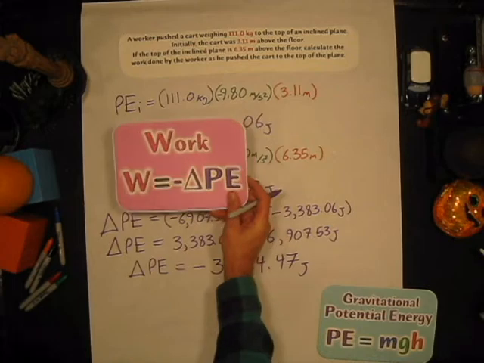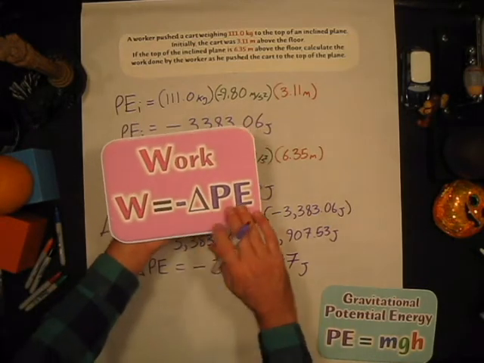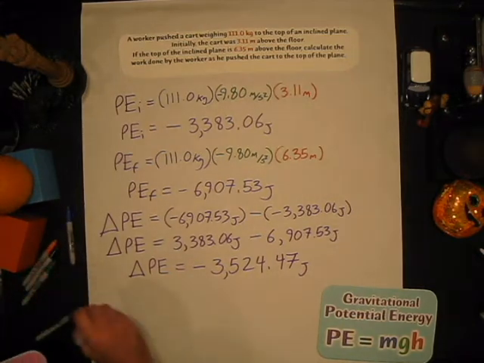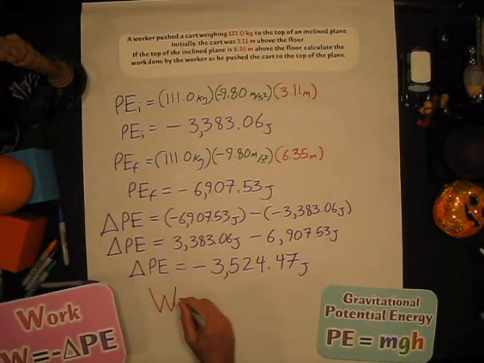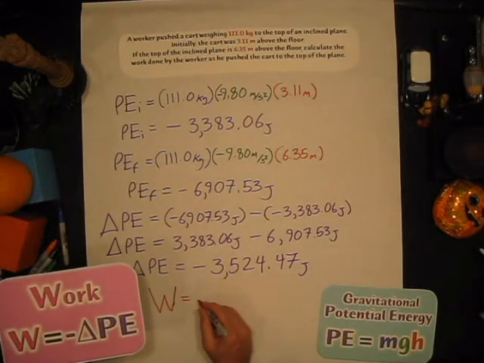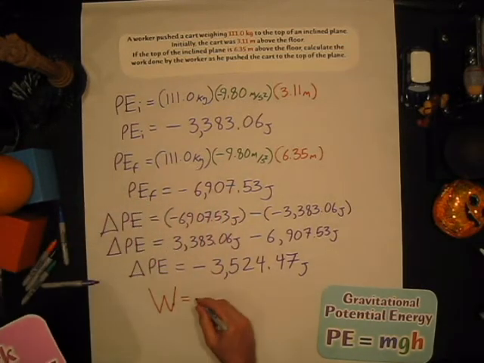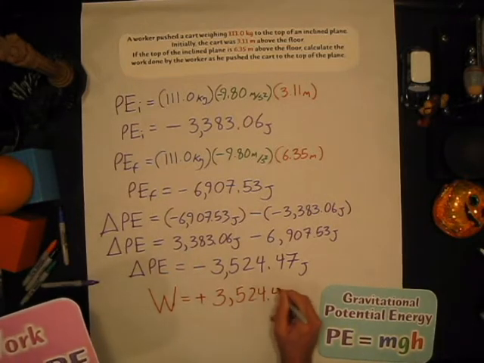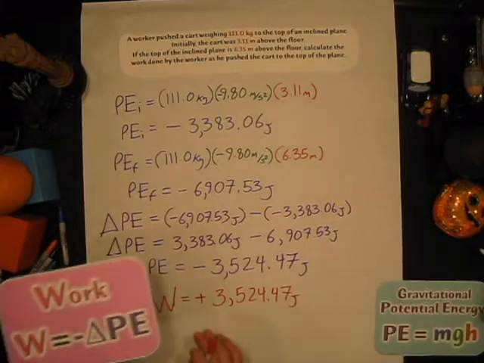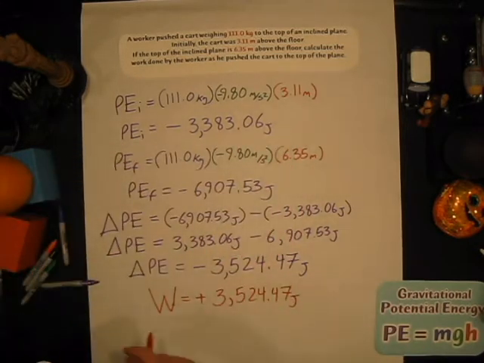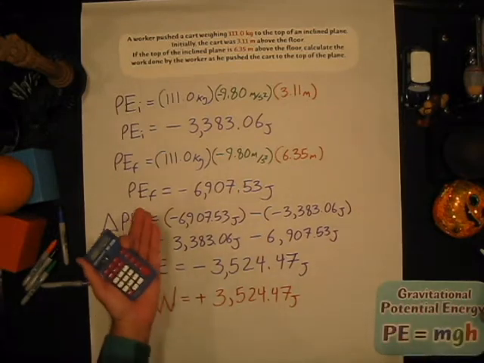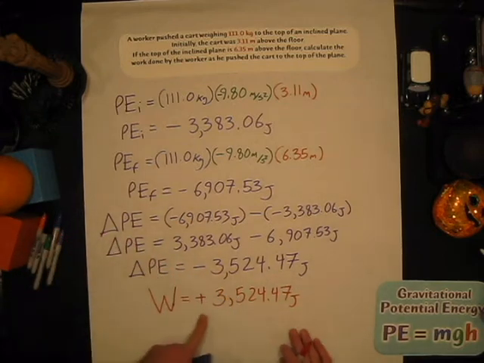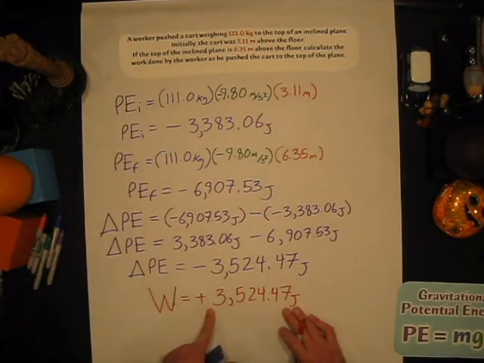But what about my work? My work is my negative delta PE. Uh-oh. So then all I have to do for my work, let's write that in a different color. Work equals, change the negative to, what's the negative of a negative? It is a positive 3,524.47 joules. Same number, but now it's positive. See why they have that? Because obviously he did work, he moved the object upward, he increased its potential energy, he did positive work, right? Get it? Of course we want to put that in scientific notation.